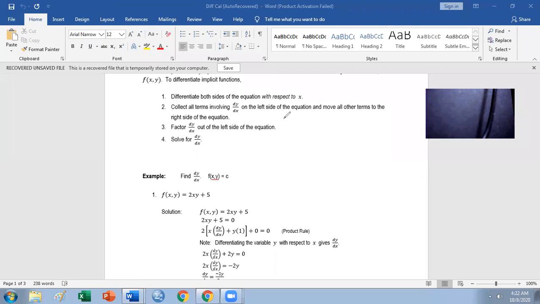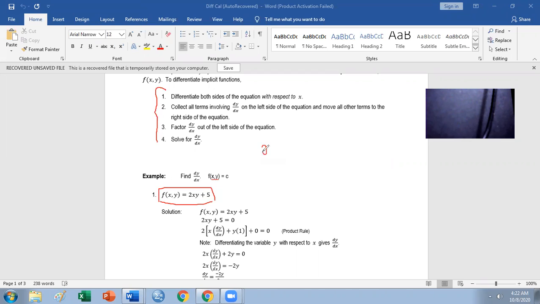Okay, implicit differentiation. This is called implicit differentiation. These are the rules. I will just go directly to the example. Let's have this equation: F of xy is 2xy plus 5.